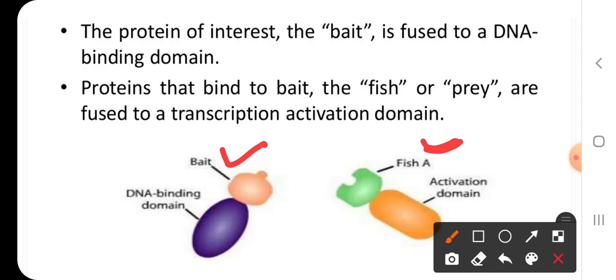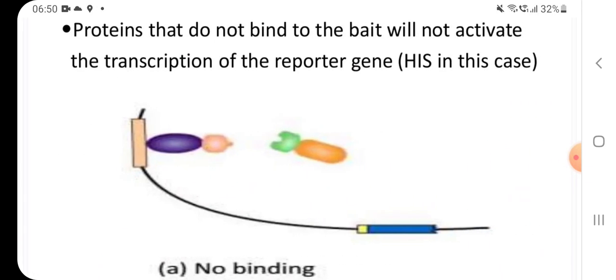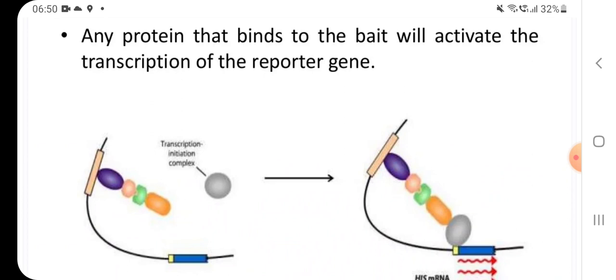Here there is no binding, so there will be no transcription of the reporter gene. But in this case, the binding is there, so there is initiation of the transcription initiation complex, and then the expression is achieved. So this is all about the yeast two-hybrid system to detect protein interactions.